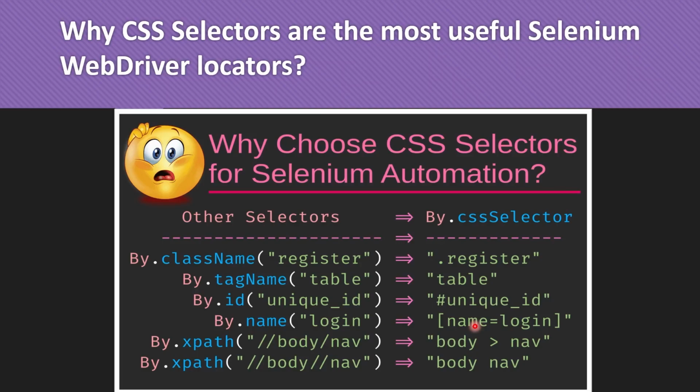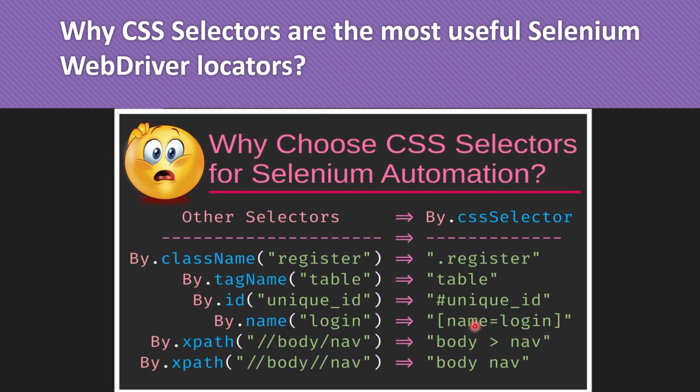Okay, so as I said earlier, now I guess you guys know the importance of using CSS selectors, right? Because as I said, in today's world, all the web pages are dynamically developed. So it becomes very difficult to use the other locators, which are ID, class name, link text, partial link text, etc.